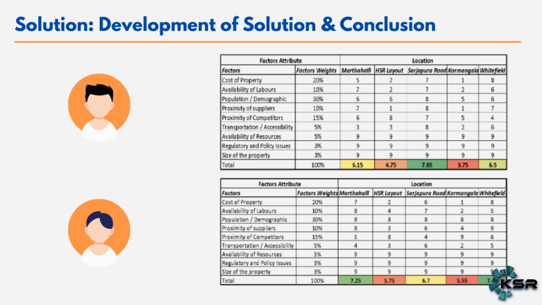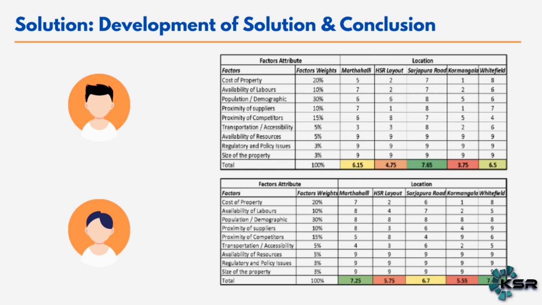Now once these factors are created, we simply use a function in Excel called SUMPRODUCT, where factors are multiplied by each individual row and we get the weights. As per this, person A rates Sarjapura Road the highest, whereas person B, or panel B, rates Whitefield the highest, followed by Marthalli.